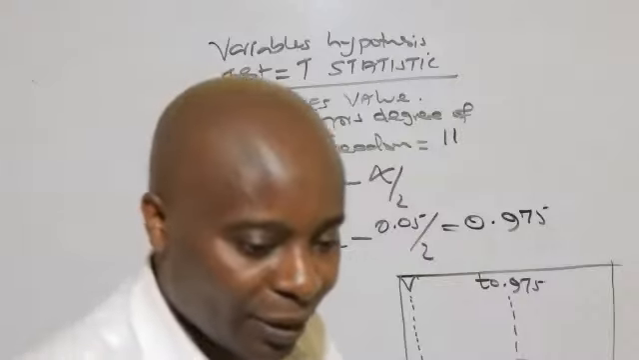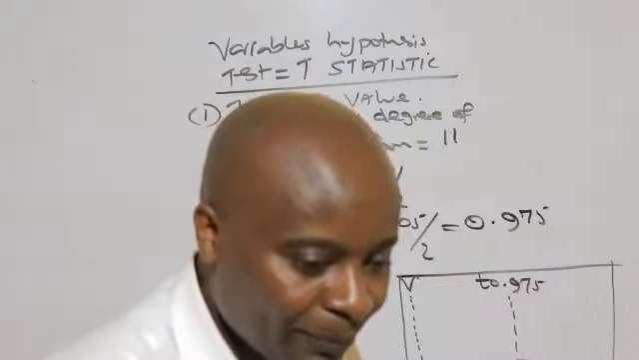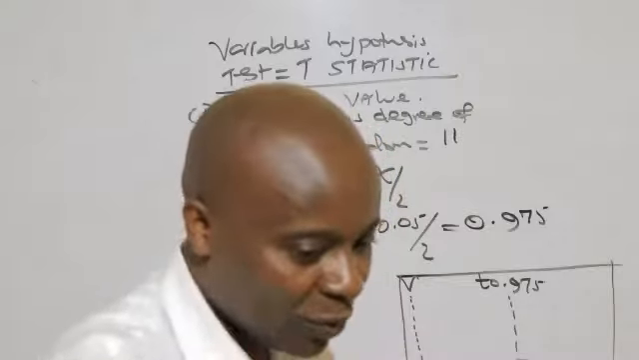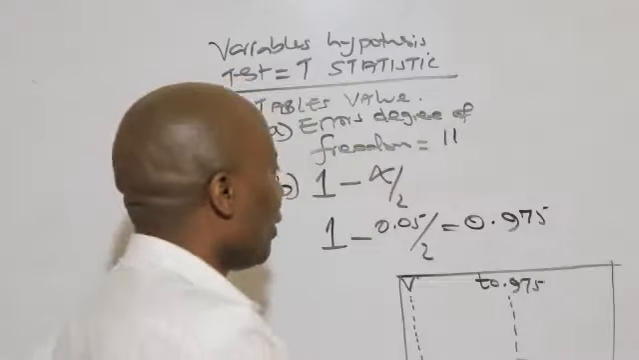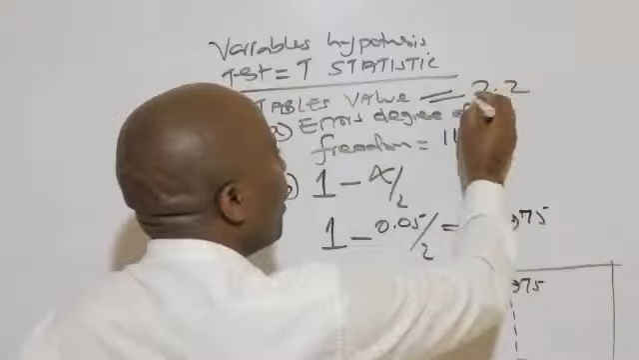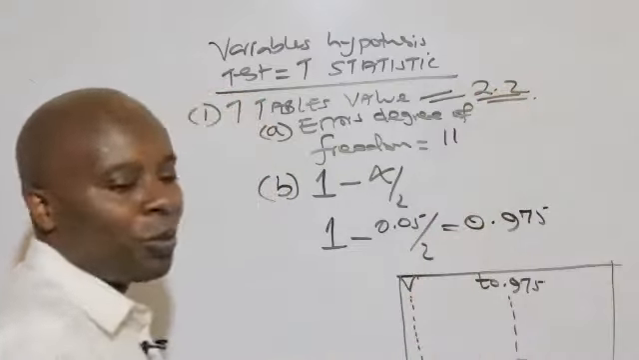And then you come here, you read for us a figure that you are able to see there. T.975. I'm being given great figures there, 2.2, 2.201, one and the same thing. So the T table's value is 2.2.